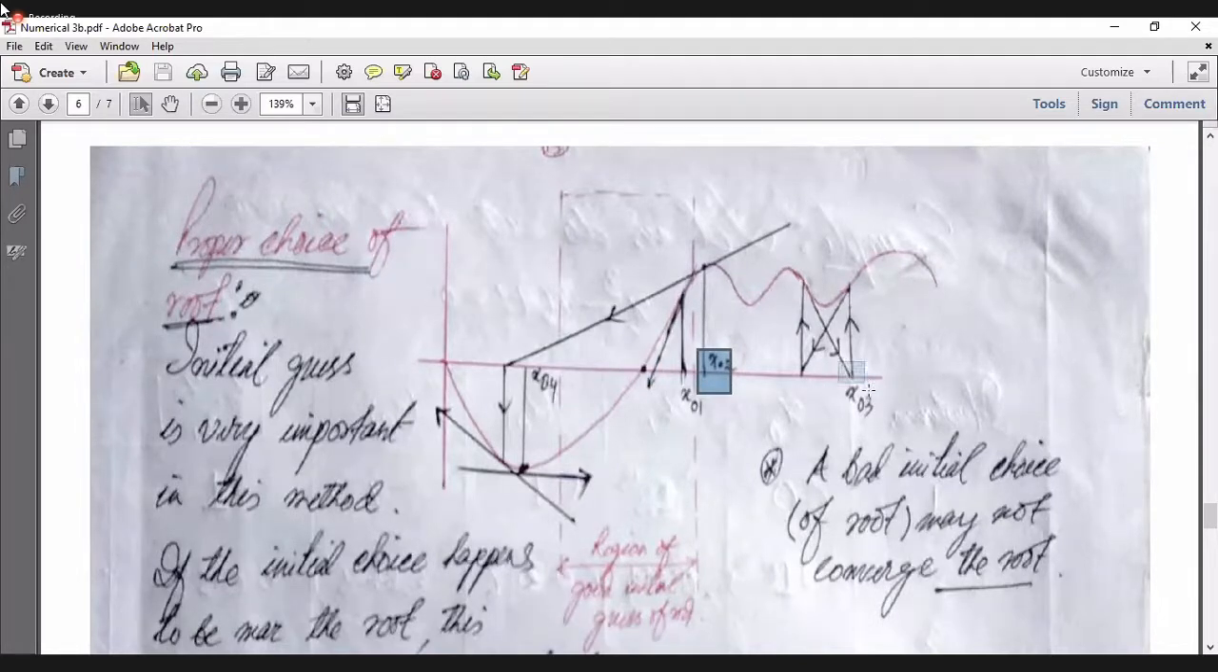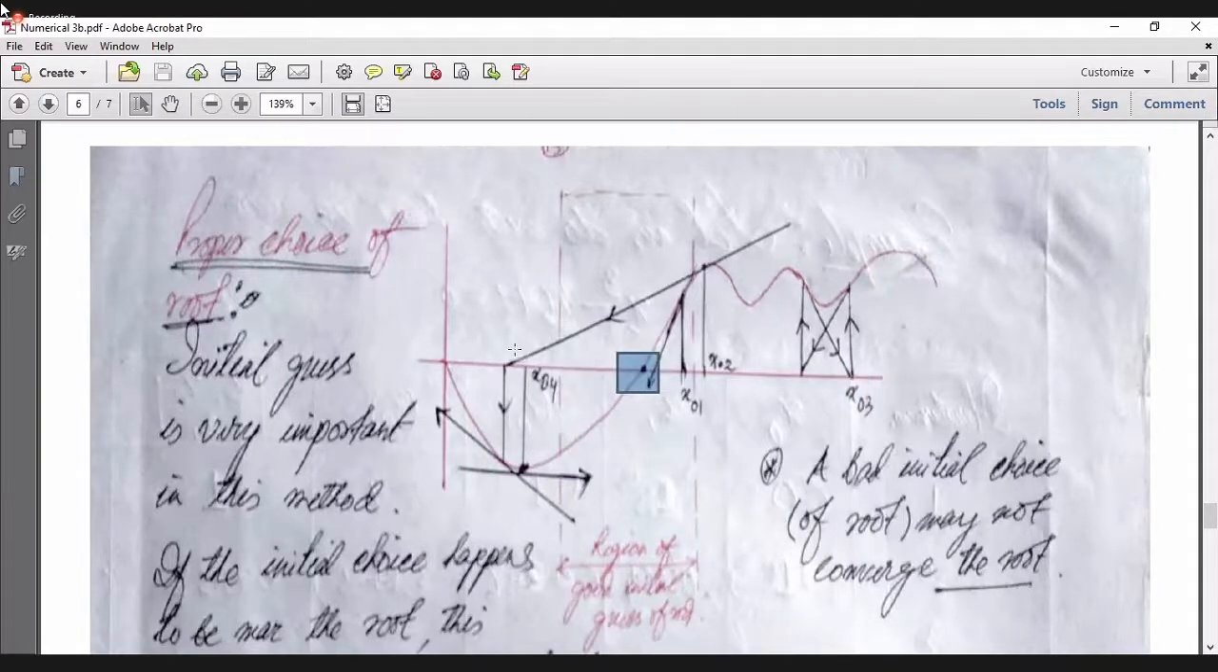Similarly, somewhere here, we consider x0 3. This is very far away from the root. According to this graph, suppose this is my starting point. Here we draw a tangent, and for the next point, we draw a tangent like this. If the graph turns out like this, then this will go ahead and loop, and it cannot come here. So we cannot get what we want.